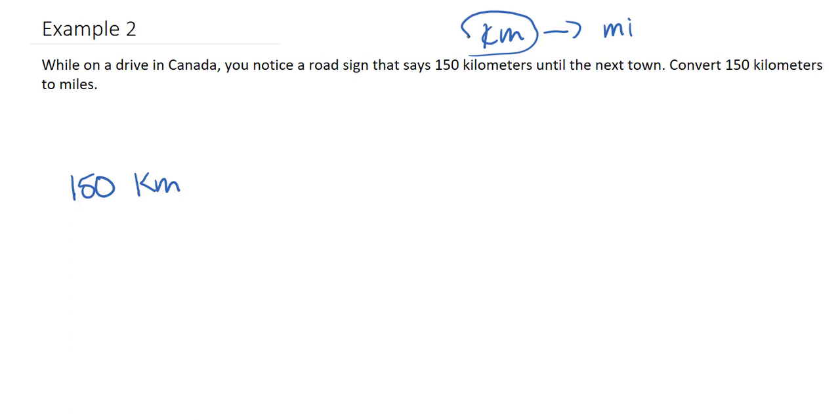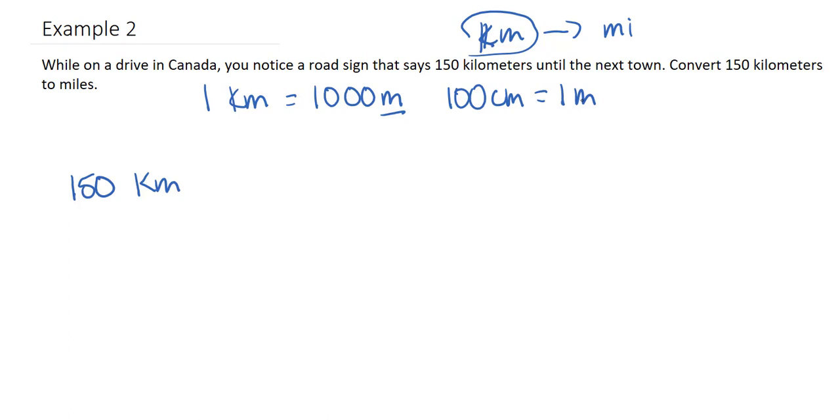Let's start dealing with our relationships. If we look at our conversion sheet, what do we know about kilometers? We know 1 kilometer is equal to 1,000 meters. That's important, so let's keep going with the meters. Now we have meters. What else do we know? We know 100 centimeters is equal to 1 meter. Centimeters are a much smaller unit than meters, so 100 centimeters is equal to 1 meter.